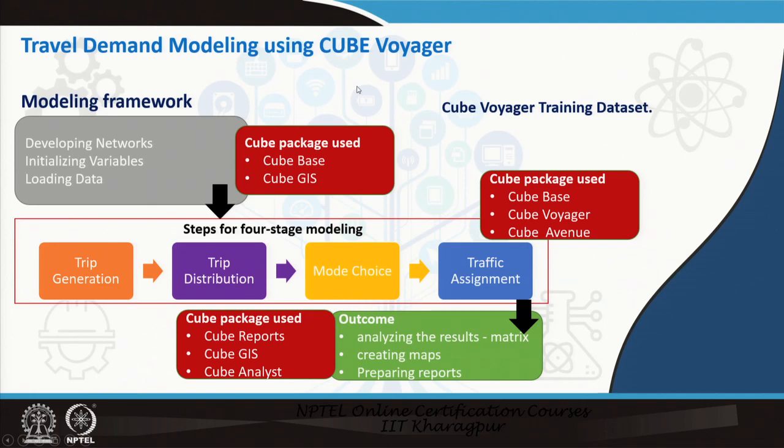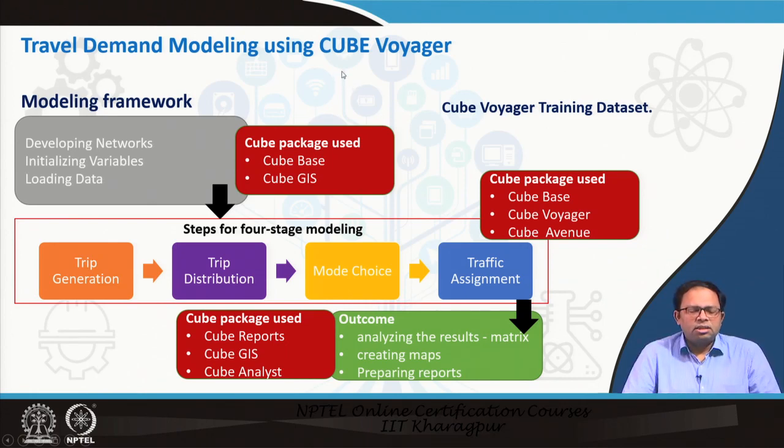So, we have already seen the basic structure of the CUBE software. Within that we will work with the CUBE Voyager component, and as you can see in this particular slide, it shows the modeling framework that is used in this software. In the 4-stage travel demand model, we have trip generation, trip distribution, mode choice and traffic assignment.